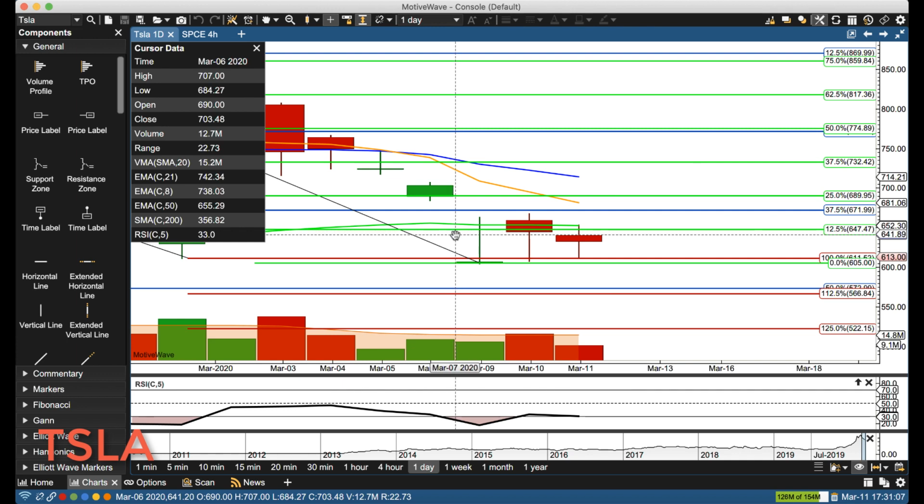So again, we're consolidating. Now we have another inside day, so when this breaks out, it will probably break out fast and hard. That's why we're just going to trade it in the direction of the breakout.